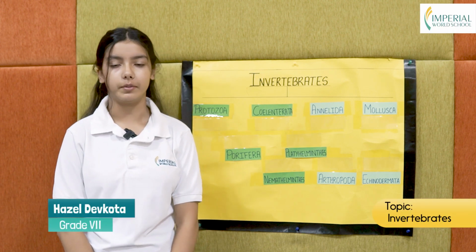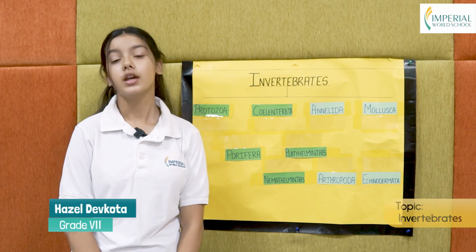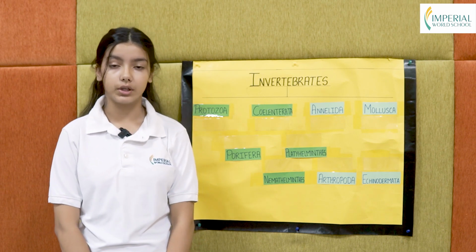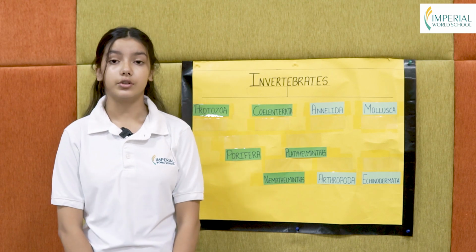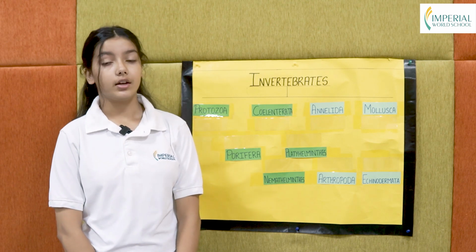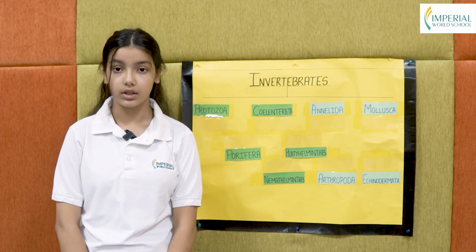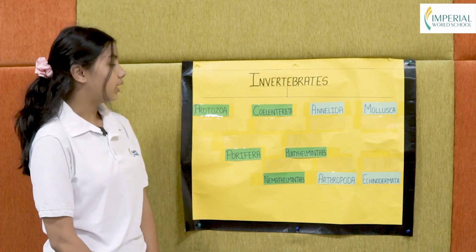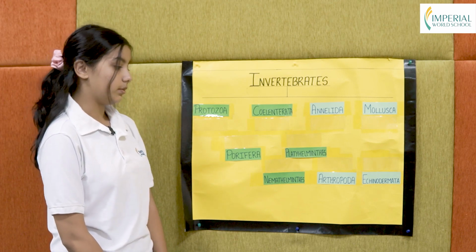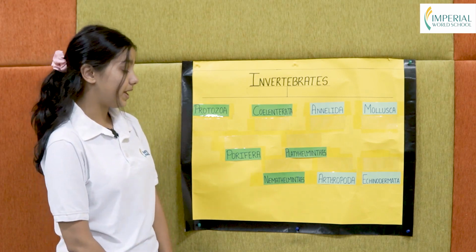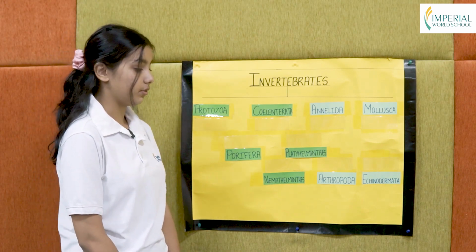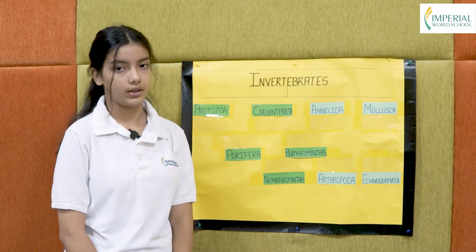Today I'm going to talk about invertebrate animals. So as we all know, invertebrates are the animals which do not have a backbone. Invertebrates are classified into 9 phyla. They are Protozoa, Porifera, Coelenterata, Nemathelminthes, Platyhelminthes, Annelida, Arthropoda, Mollusca, and Echinodermata.